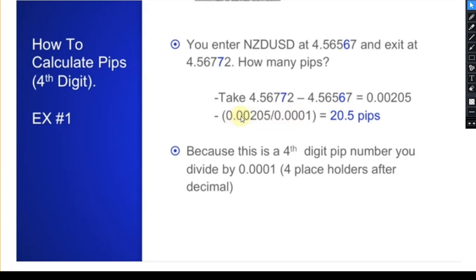So if you divide 0.00205 by 0.0001, this is what you have. But the major thing here is to just have it in mind that your answer is what? 20 pips you are working with. Okay. So now, how do we really apply this when it comes to trading and real-life scenarios?